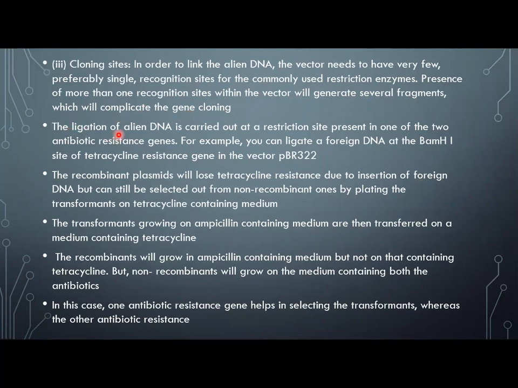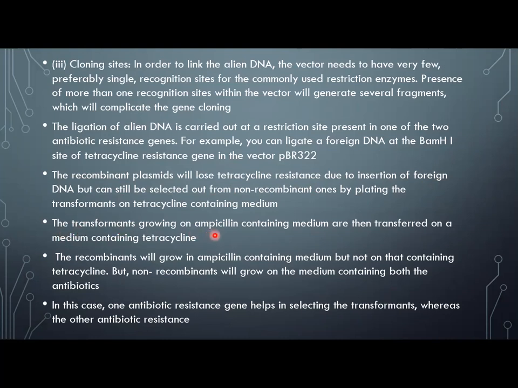The ligation of alien DNA is carried out at a restriction site present in one of the two antibiotic resistance genes. For example, you can ligate a foreign DNA at the BamHI site of the tetracycline resistance gene in vector pBR322. The recombinant plasmids will lose tetracycline resistance due to insertion of foreign DNA, but can still be selected out from non-recombinant ones by plating the transformants on tetracycline containing medium.